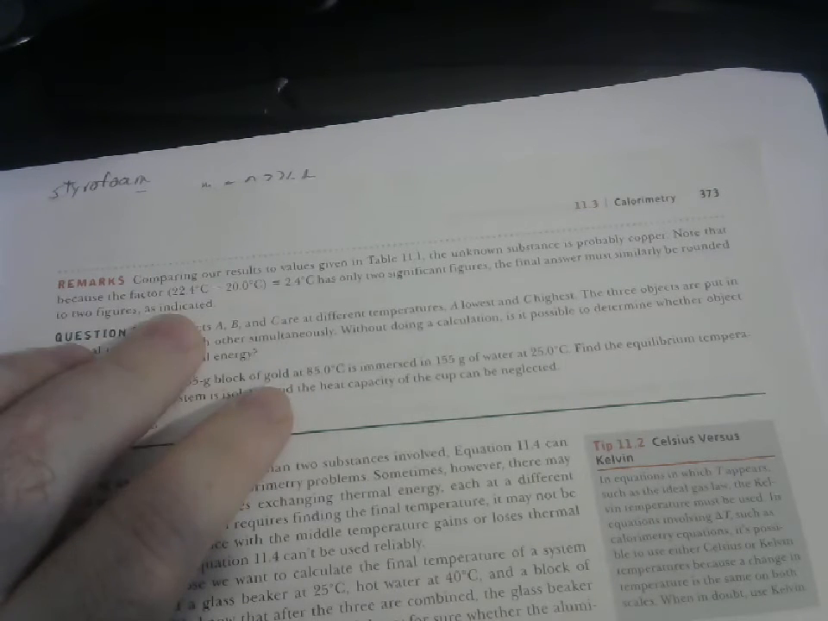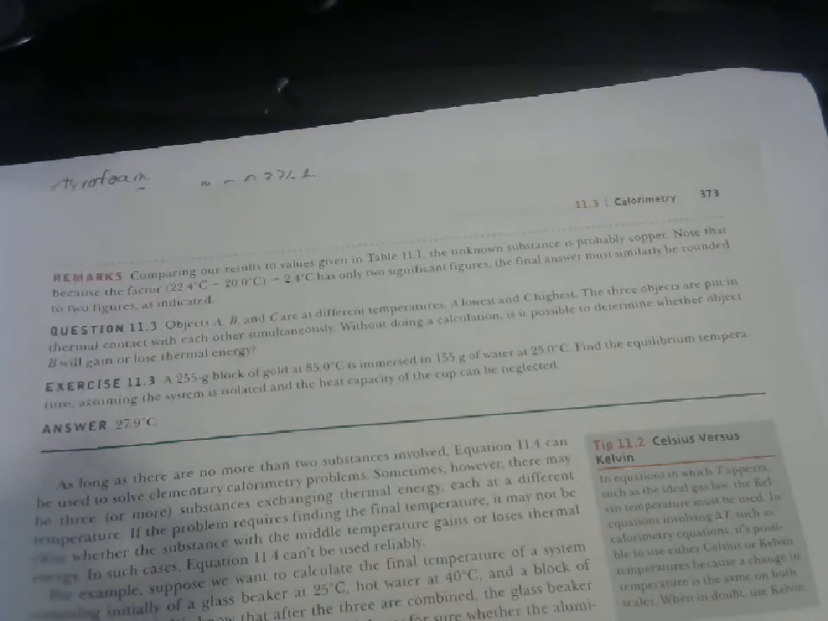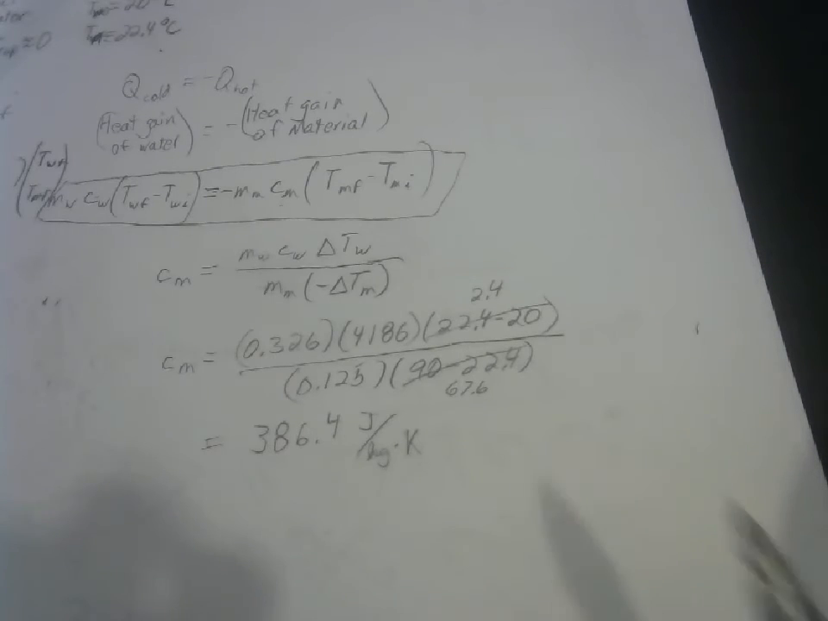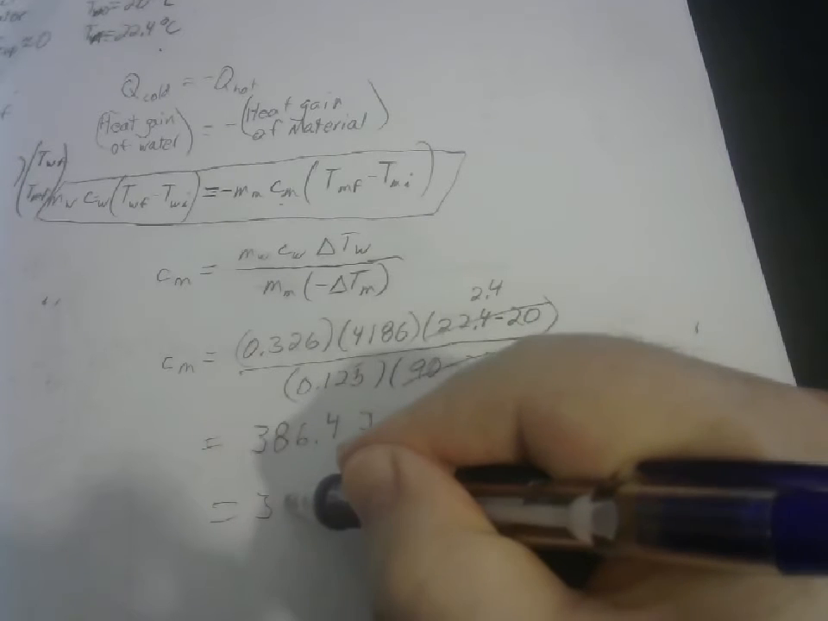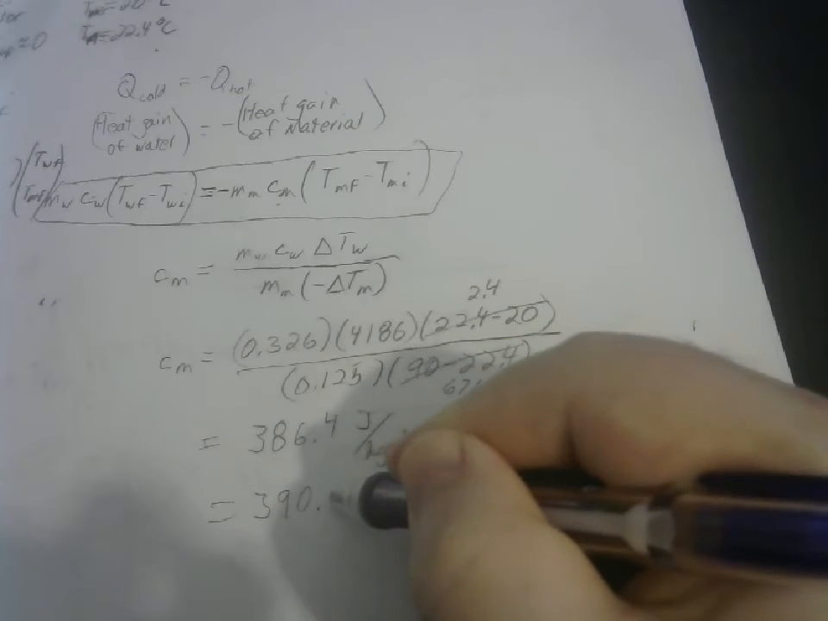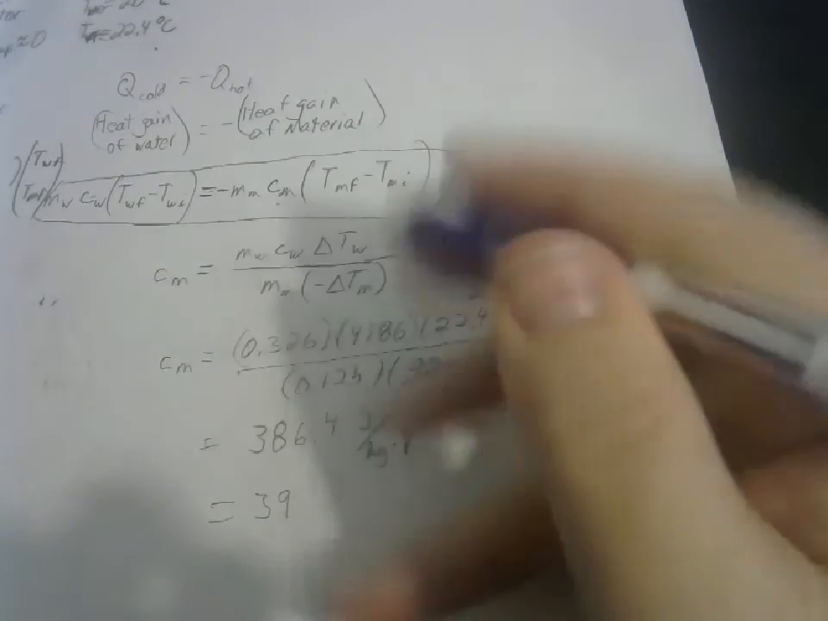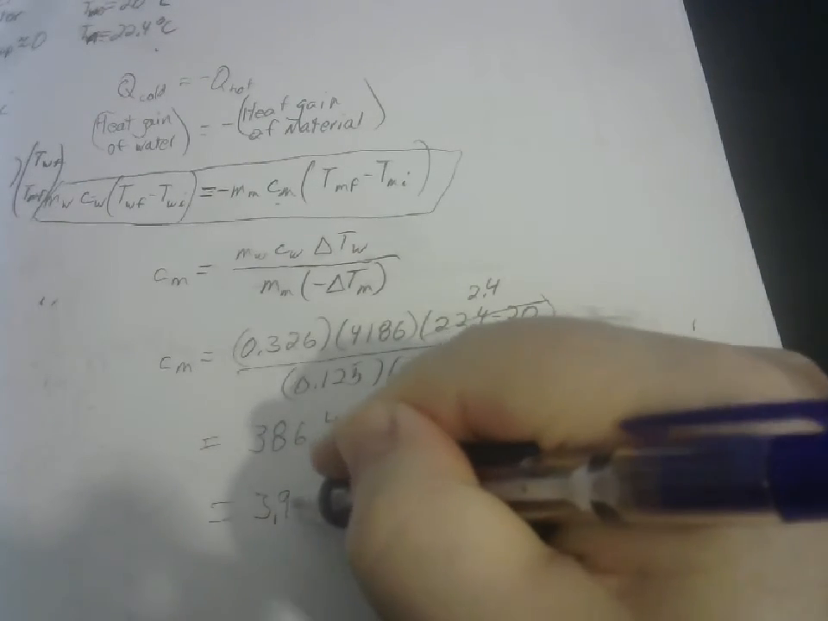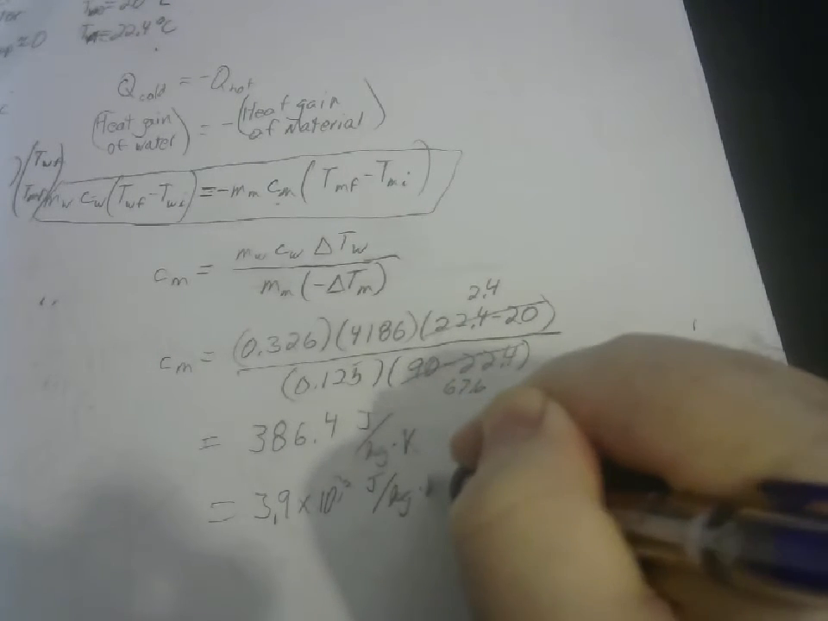Note that because the change in temperature of the water had only two significant figures, the final answer must similarly be rounded to two figures as indicated. So whereas I rounded it to 386.4, I should have rounded it based on principles of our degree of accuracy of measurement. It should have been 3.9 times 10 to the second joules per kilogram Kelvin.